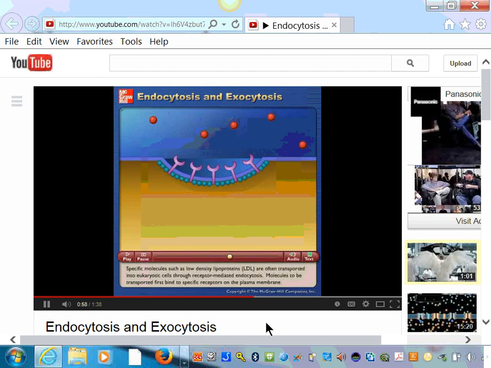Molecules to be transported first bind to specific receptors on the plasma membrane. The interior portion of the receptor protein is embedded in the membrane. The protein clathrin coats the inside of the membrane in the area of the pit. When an appropriate collection of molecules gathers in the coated pit, the pit deepens and seals off to form a coated vesicle, which carries the molecules into the cell.